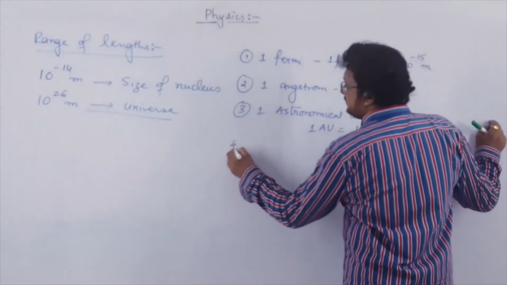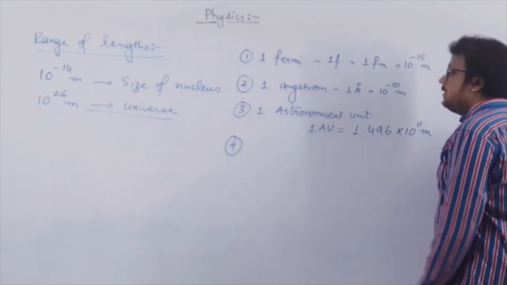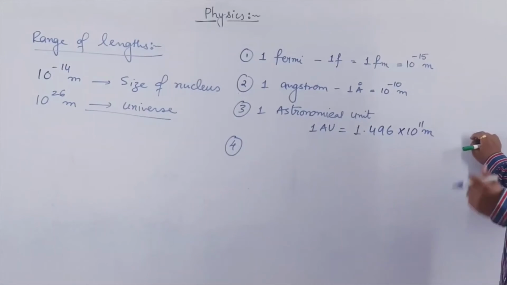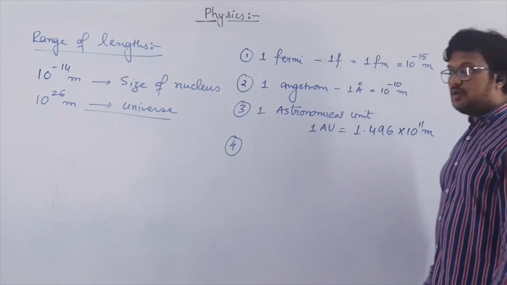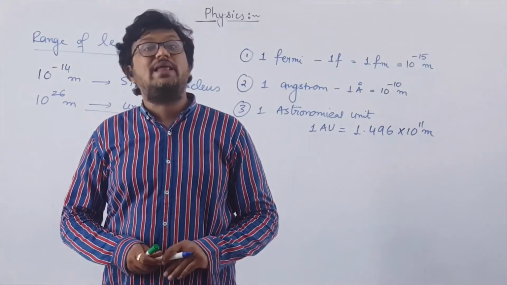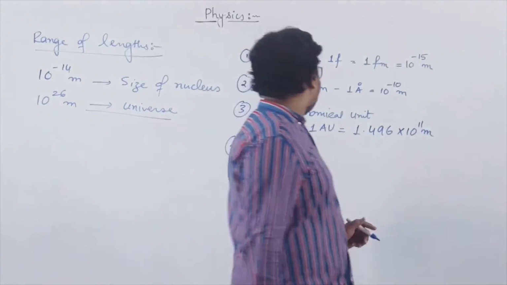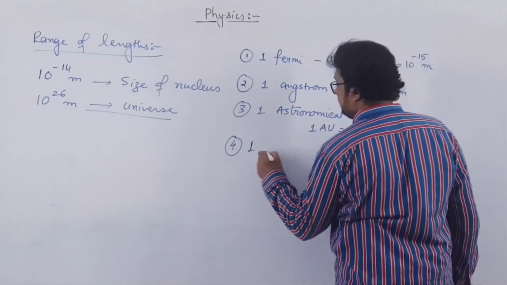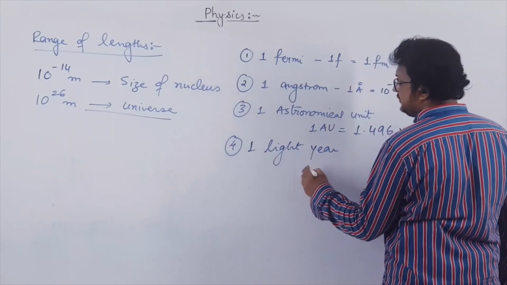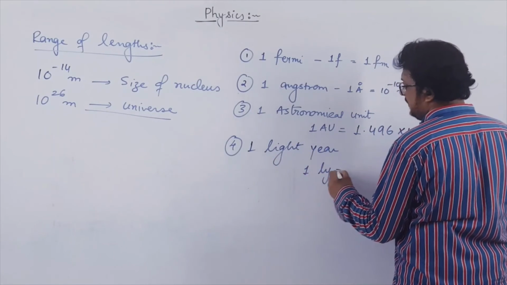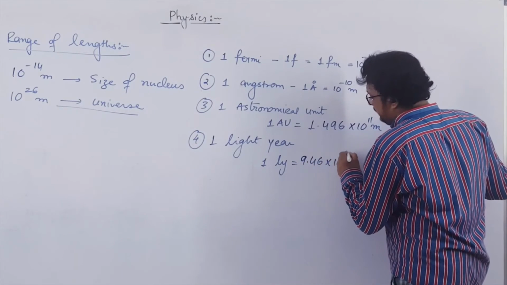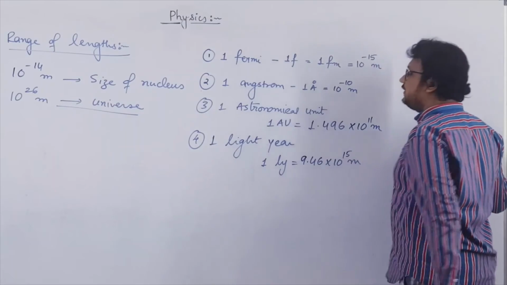The fourth one is to measure the distance between stars and the Earth, right? The distance of a particular star from the Earth. We know that a star is very far from us. So that distance is basically measured in terms of light year, right? So the fourth one is 1 light year, which is written as 1 LY, and is equal to 9.46 into 10 to the power 15 meter. This is 1 light year.